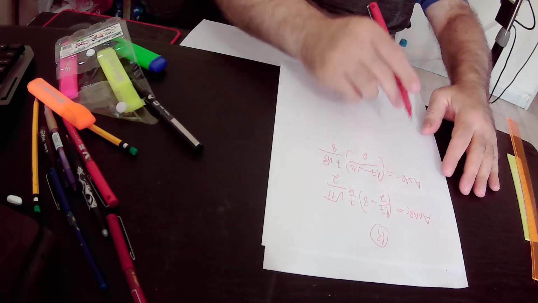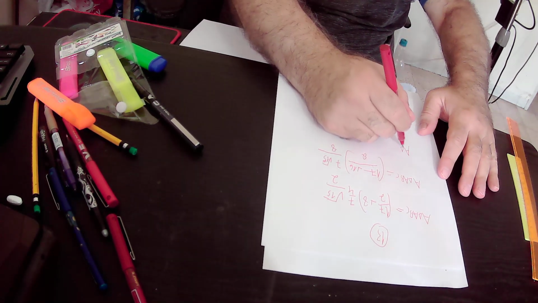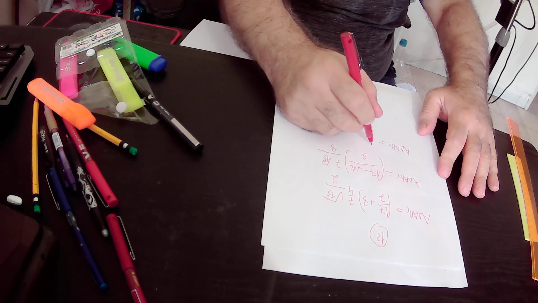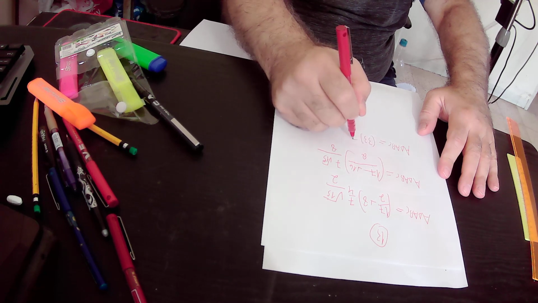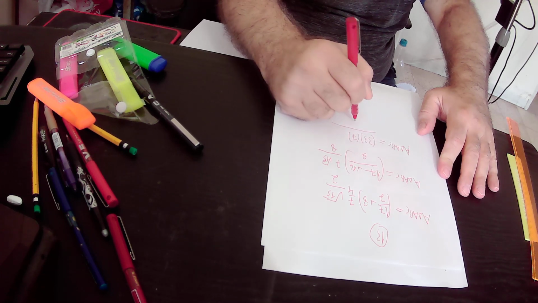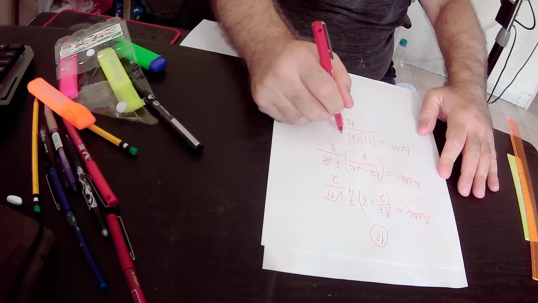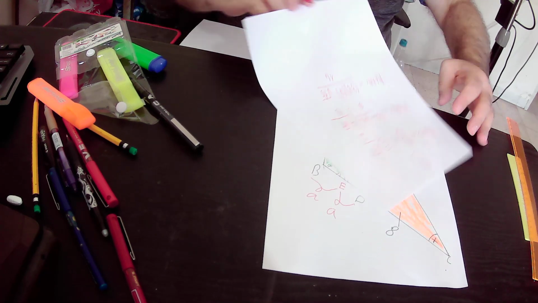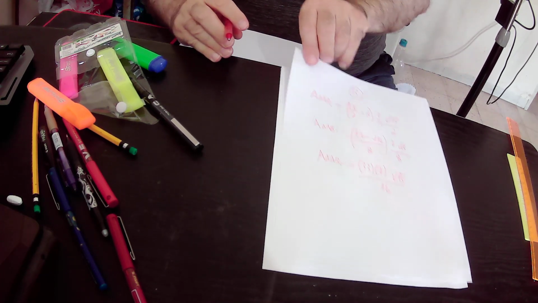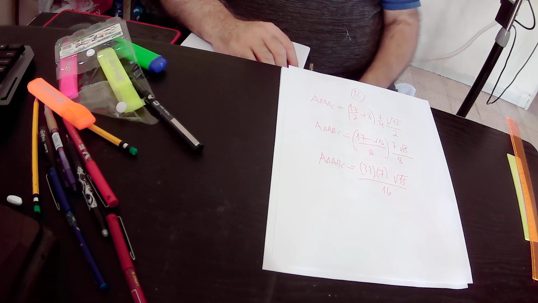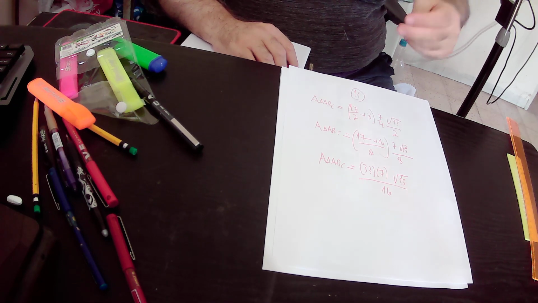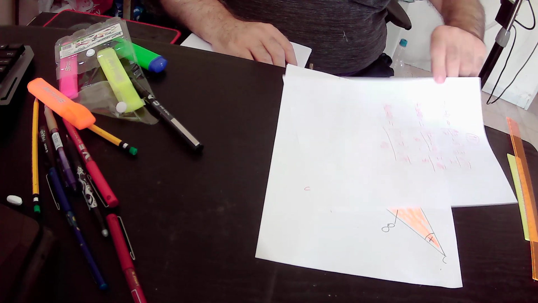So the area of triangle ABC equals 33 times 7 over 16 times root 15. The area of triangle ABC equals 33 times 7 times root 15 over 16. 33 times 7 is 231. So I'll write it down.